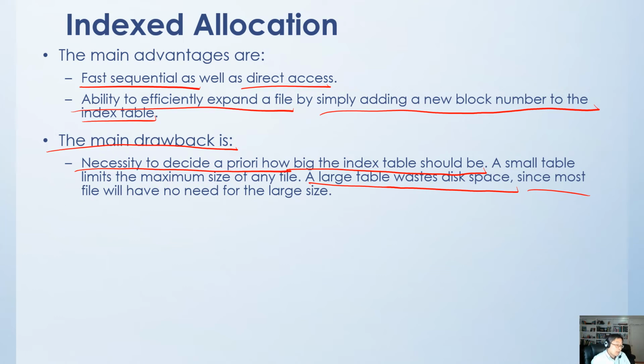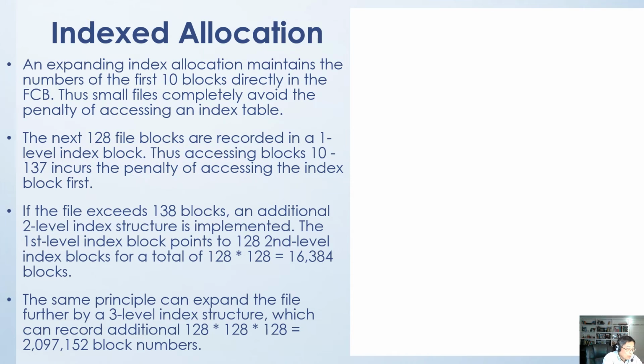So let's talk about some of the variations of the simple index allocation. One of the variations of the simple indexed allocation, pioneered by the Unix operating system, is an index table that can expand as necessary. Now, in this approach, an expanding index allocation maintains the numbers of the first 10 blocks directly in the file control block.